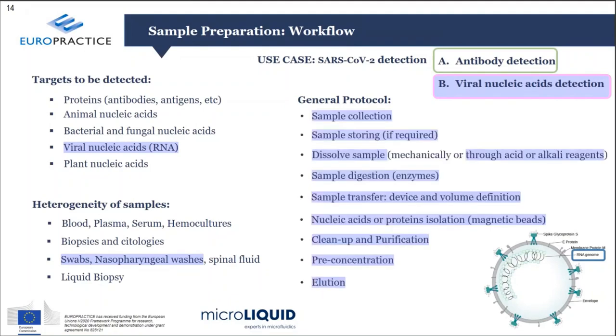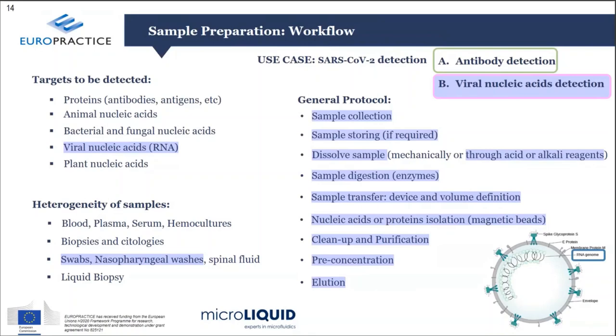And then, because we want to collect RNA which is inside of a virus, there would be a more complex general protocol that we need to carry out. We need to collect the sample, but we also need to store it, and we need to dissolve the sample in order to get access to the nucleic acid. We need to digest the sample again in order to cut it into pieces, then transfer that into the microfluidic device, and then amplify that, and use magnetic beads in order to trap it in the microfluidic device, clean it up and pre-concentrate it.